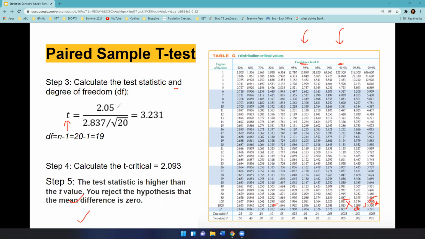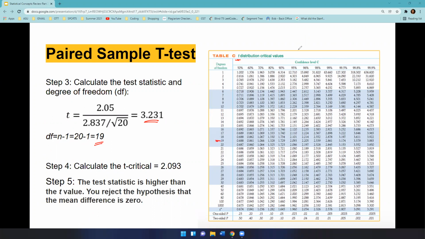It was average divided by standard deviation divided by the square root of the number of samples. So we got 3.231. And degree of freedom is number of samples minus 1. Since we had 20 students, it is 19. So for the t-test, we need these two values, the t-statistic value and the degree of freedom value. And once we have these two values, we can go to the t-table. And now the degree of freedom is 19.